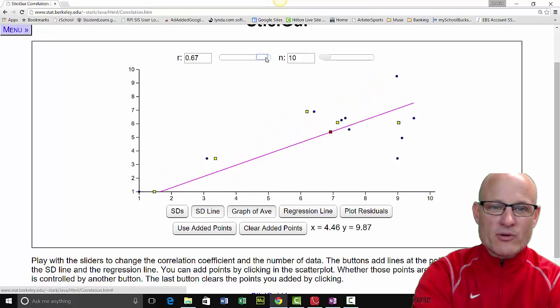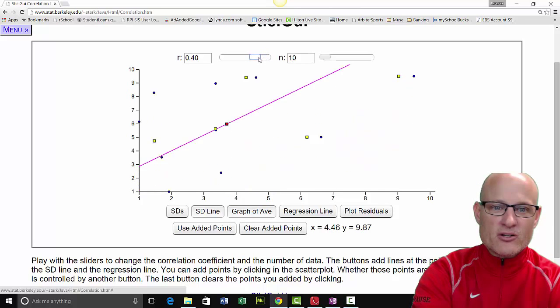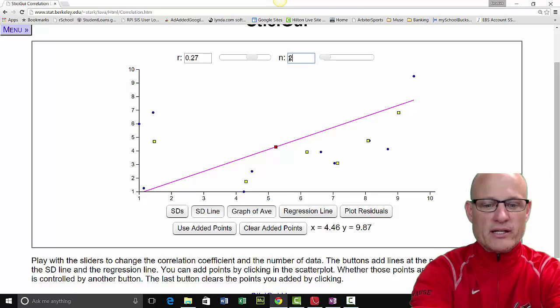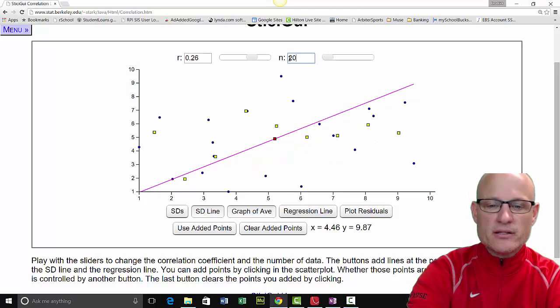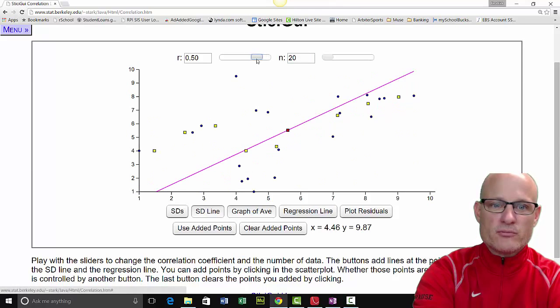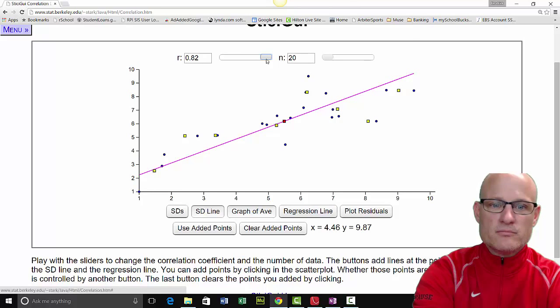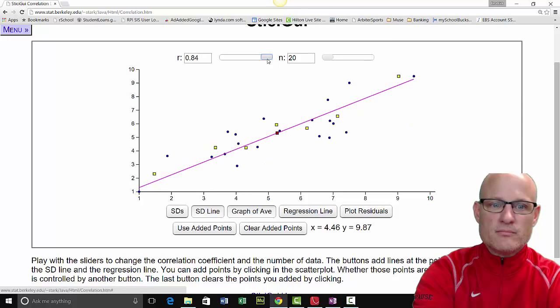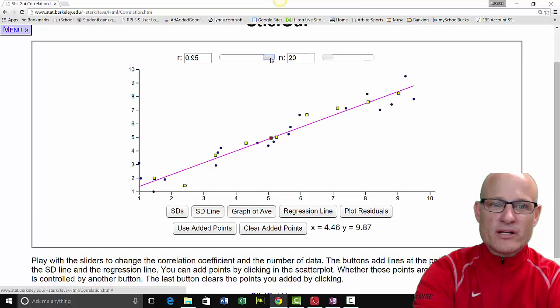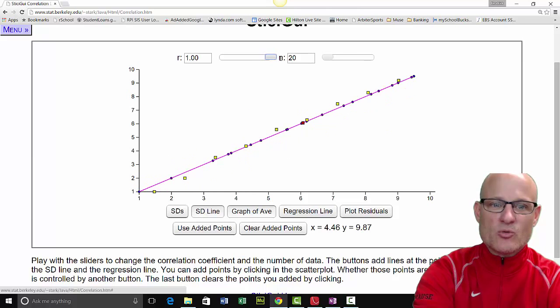Now what happens when I go this way? Now when I go down, they get all spread out. You know, maybe we need more than that. Let's get 20. I like 20. Get more points. They're all spread out. So we go over here. Let's just watch them. 0.84, 0.985, 0.95, 1.0. They're all in the line.